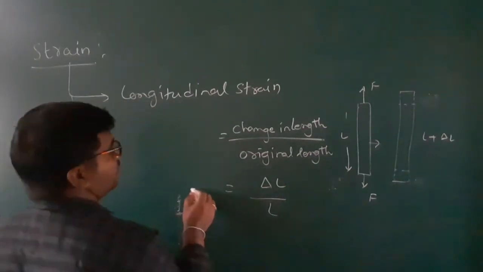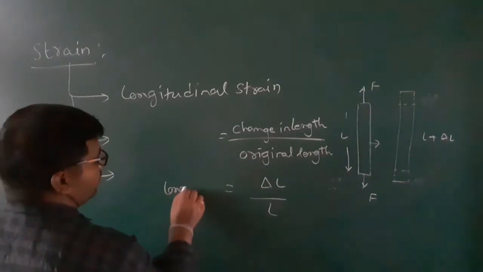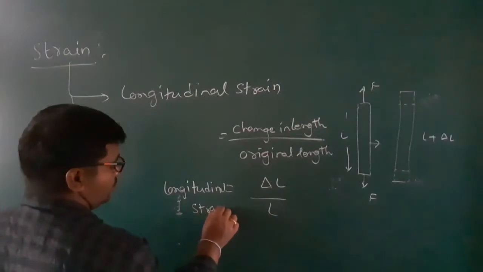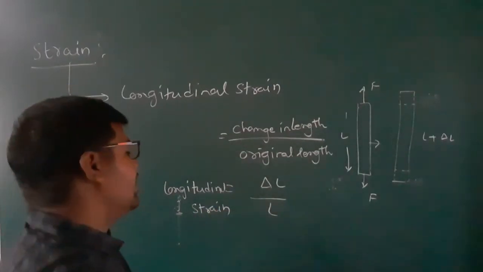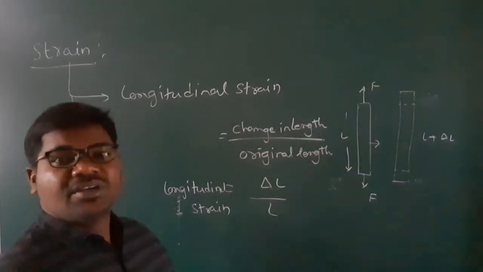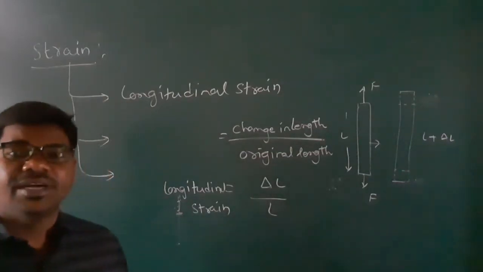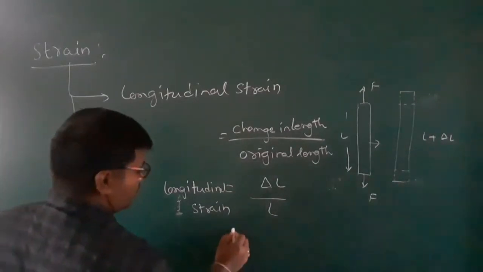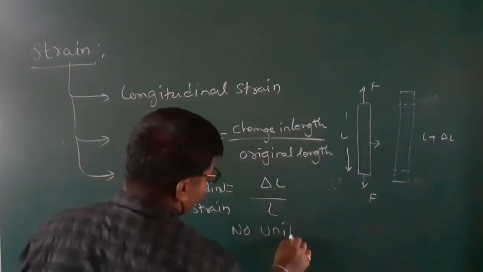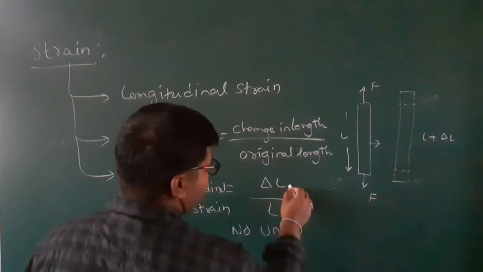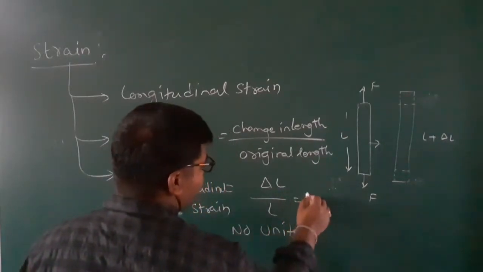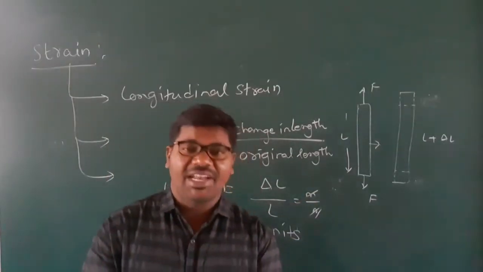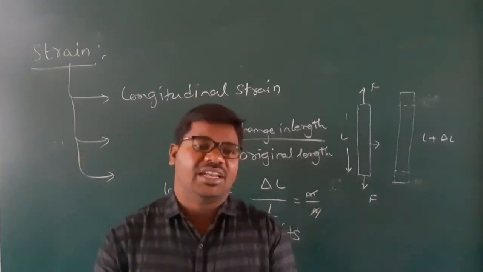So this we can say is longitudinal strain. Longitudinal strain means change in length by original length. Understand? So this also has no units, because the SI unit of length is meter, and meter by meter gets cancelled. Longitudinal strain is defined as change in length by original length, my children.